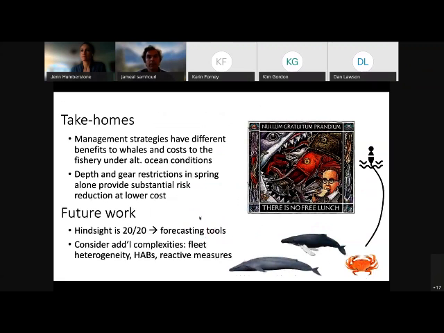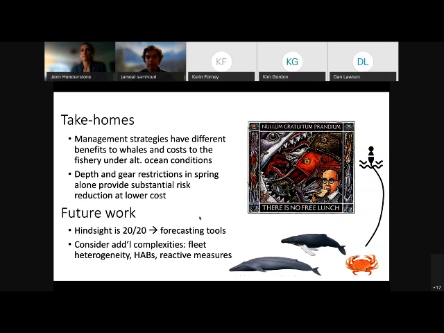So just to wrap up, I'd like to close with a couple of take-homes. Management strategies have really different benefits to whales and cost of the fishery in different years, and presumably under alternative ocean conditions. And that means that the trade-offs that accrue to the fishery and to the whales are different in each year. And by using this efficiency frontier framework, we can identify those that are optimal given a fixed amount of risk reduction to the whales.